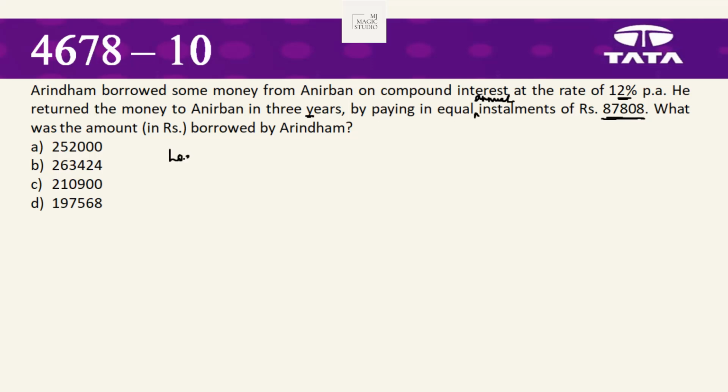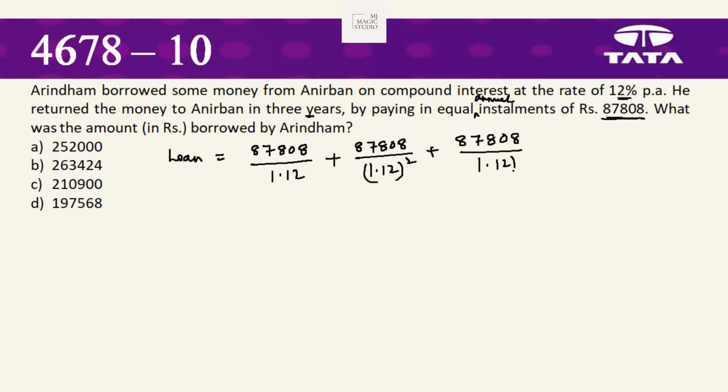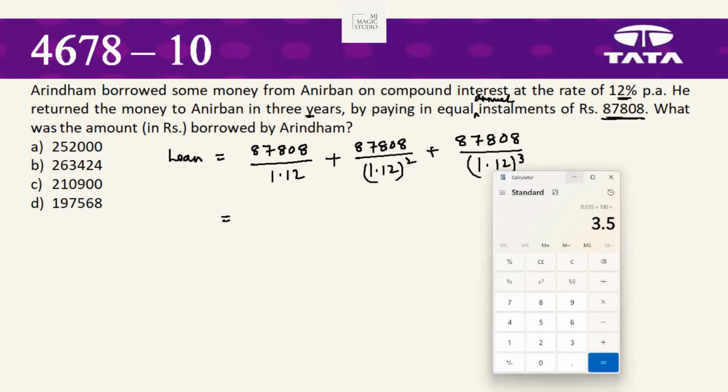Now the amount borrowed, or the loan amount, is first installment, by the way all installment amounts are same, divided by 1 plus i. i is 12 by 100, that is 0.12. That is 1.12. Plus next installment divided by 1.12 whole square. Plus third installment, that is again 87,808 divided by 1.12 whole cube. Now take pen, pencil and open up your on-screen calculator and do calculations like this.